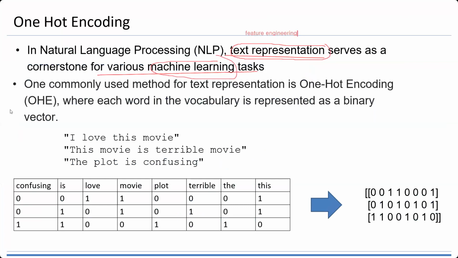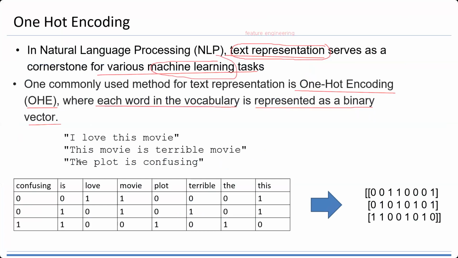And there are some methods for text representation, and one of them we call one-hot encoding. Okay, so it is a common approach in data mining and machine learning, sometimes called OHE. In one-hot encoding, each word in the vocabulary is represented as a binary vector. Binary means 0, 1.